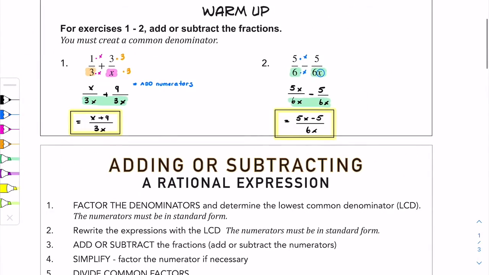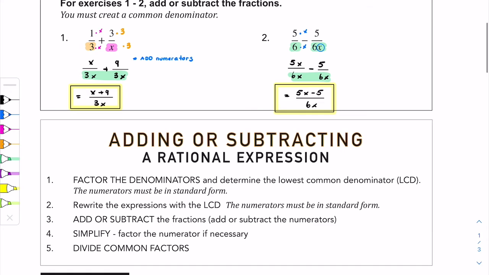Moving on to adding or subtracting a rational expression, there are 5 steps to this. The first step says to factor the denominators, and please pay close attention to these steps as they are all very important. So factor the denominators and determine the lowest common denominator. What's the smallest denominator you can make with all of the fractions? And you need to make them all the same.